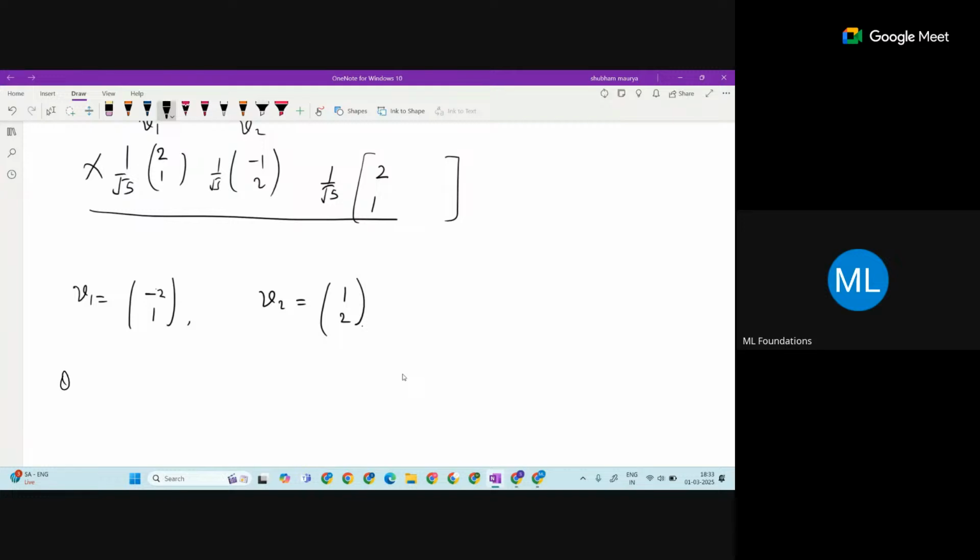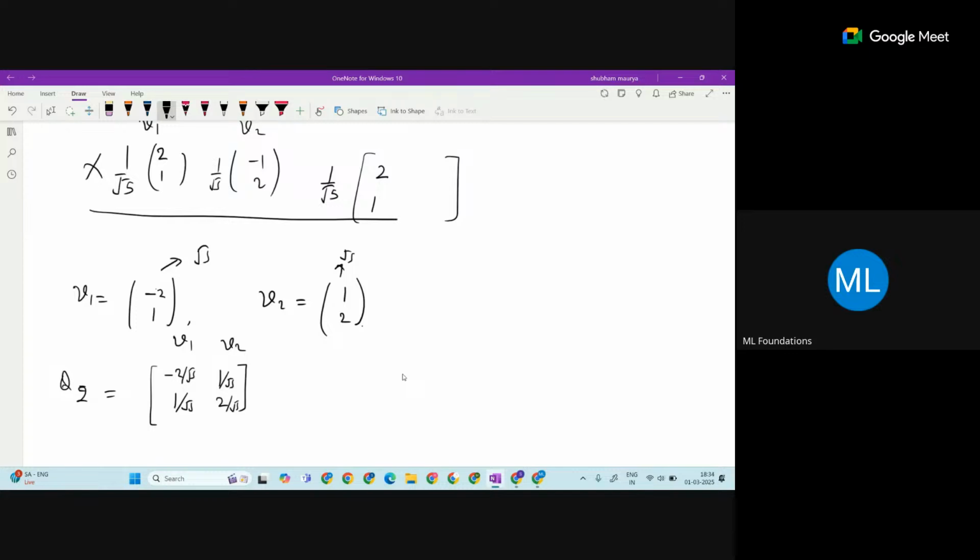So Q2 is now, we just write 2, 1, 1, 2. But I want to write the normalized one, so the norm of this vector is root 5, and this vector is root 5. So here directly write root 5. This is your Q2. I just wrote the eigenvectors column-wise.